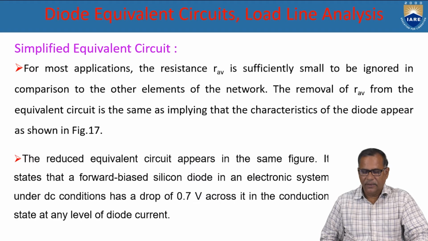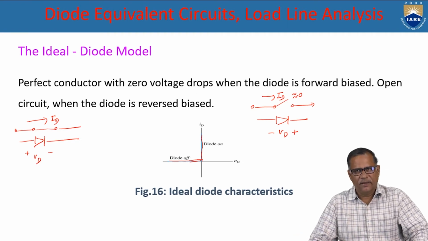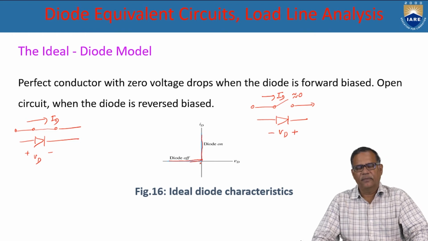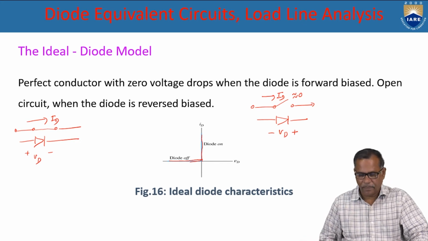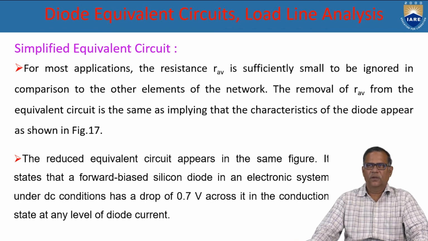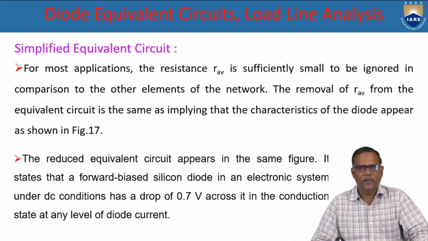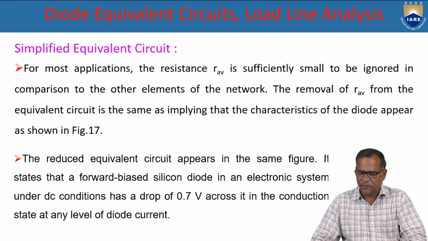But in reality, there is going to be a non-linear relationship between the voltage and current in a practical diode. For most applications, the average resistance RAV is sufficiently small to be ignored compared to the other elements of the network. So the removal of RAV from the equivalent circuit is the same as implying that the characteristic of the diode appears as shown in the figure. The reduced equivalent circuit appears in the same figure.